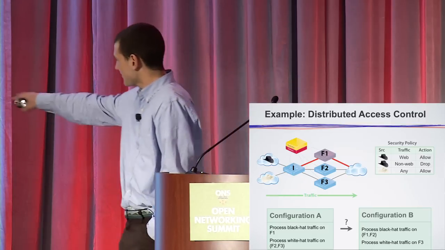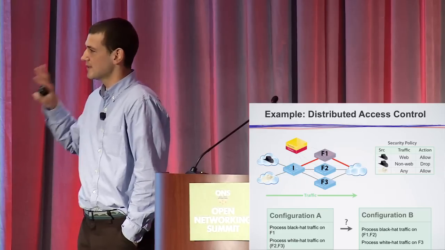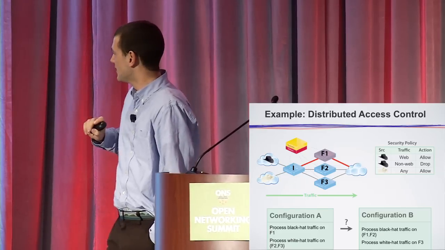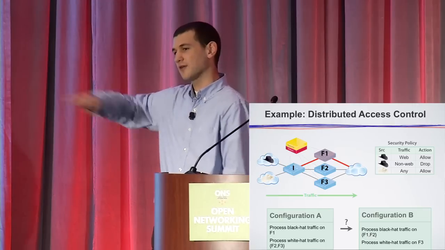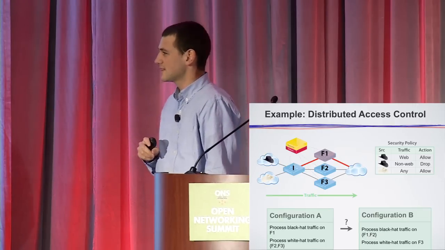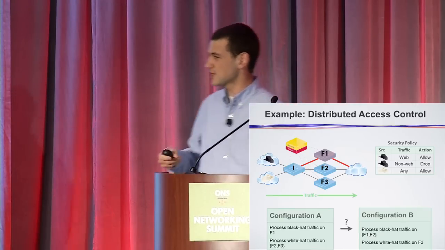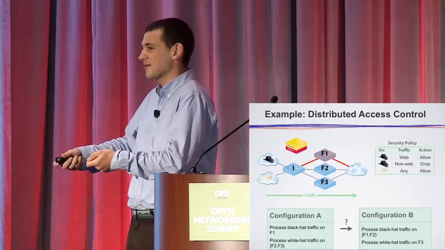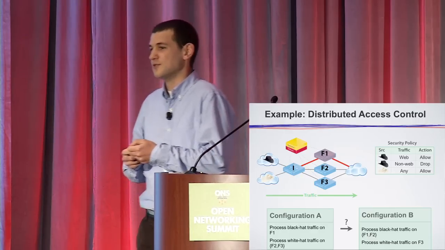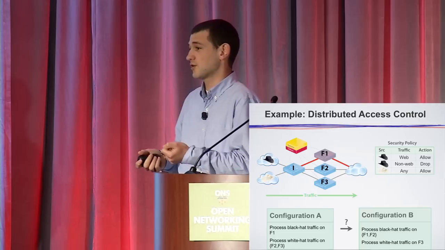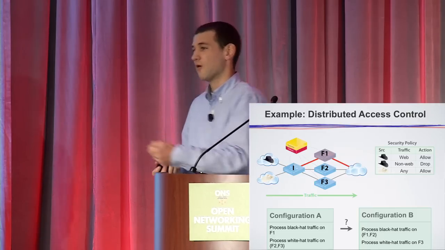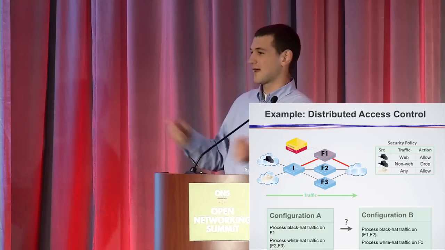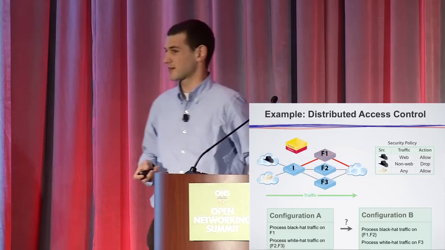Both of these configurations correctly implement our intended policy. But if you start out with a network in configuration A and try to migrate to configuration B, it's rather tricky. If you just start updating the configurations of individual devices, you can very easily break your policy. You can cause hosts that should be able to send packets through to not be able to, or you could open up the network and allow black hat traffic to get through when it should be blocked.